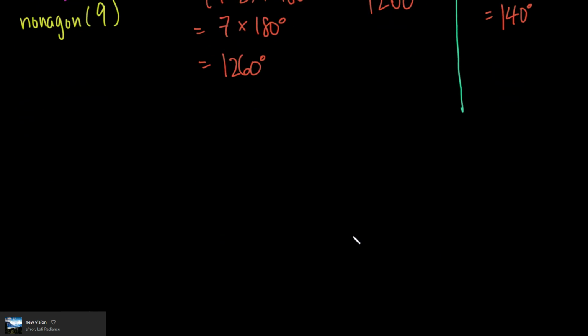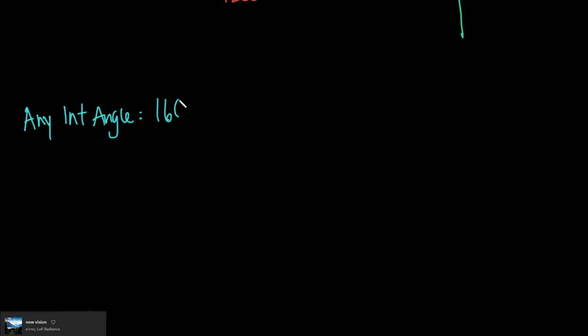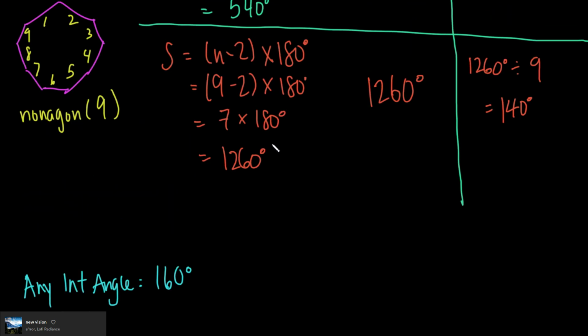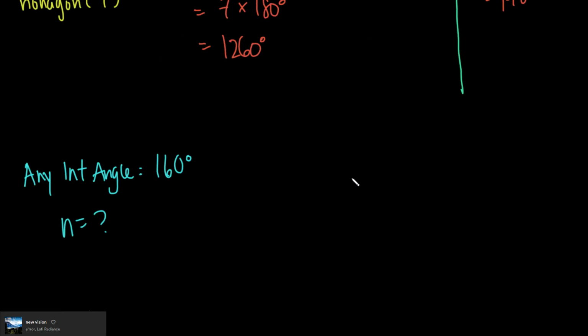And now we have another follow-up question that says another regular polygon has an interior angle of 160. So basically they give us any interior angle is 160. How many sides does this polygon have? So we want to find out n, right? We actually knew how to figure this out. We knew how to figure out any interior angle with this formula.